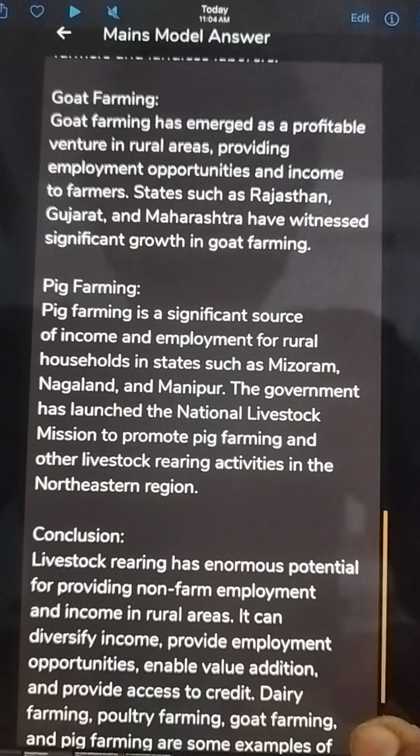Then pig farming. Pig farming is a significant source of income and employment for rural households in states such as Mizoram, Nagaland, and Manipur. The government has launched a national livestock mission to promote pig farming and other livestock rearing activities in the northeastern regions.